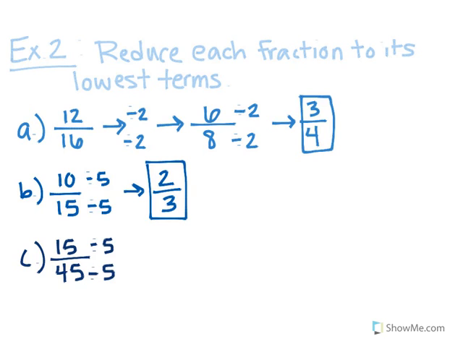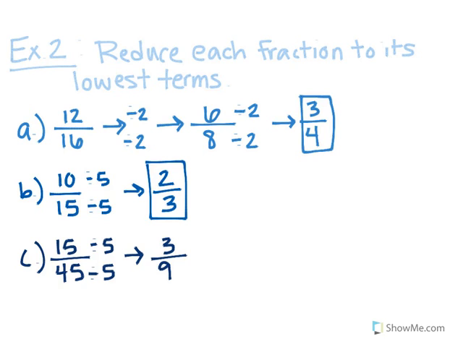Those of you that are still practicing knowing your factors, it's pretty common that you're going to start with the smallest common factor that you know, and that's fine. The more you do this, the more you'll get to know those bigger common factors to make this process quicker and faster and easier. So 15 divided by 5, that's 3. 45 divided by 5 is 9.